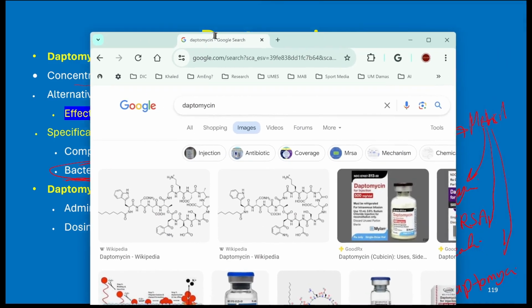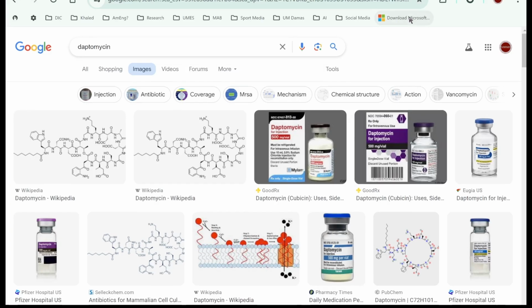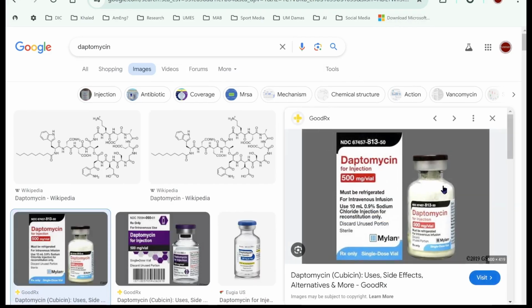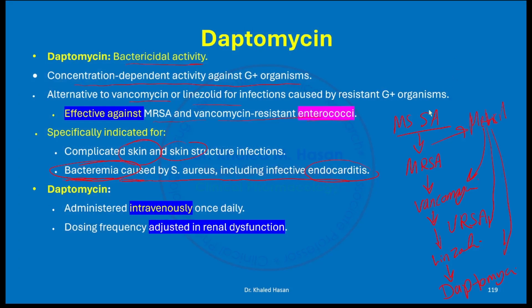I will share the screen with you. So you can see the daptomycin injection here. Daptomycin injection is used for bacteremia, complicated skin infection, and endocarditis. So three clinical cases: bacteremia, endocarditis, and complicated skin infection. And this medication is effective against MRSA and vancomycin resistant enterococci.